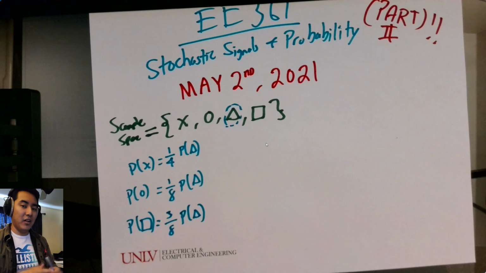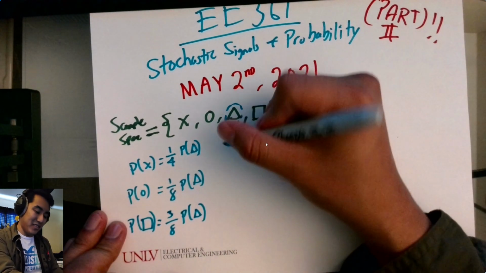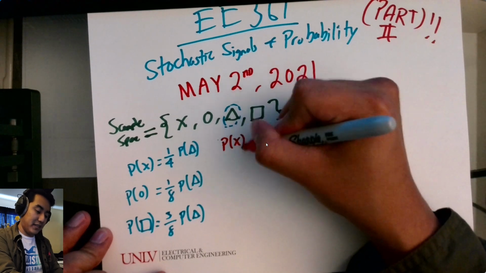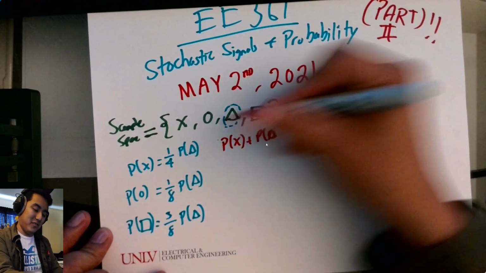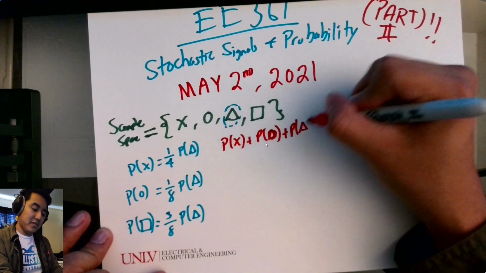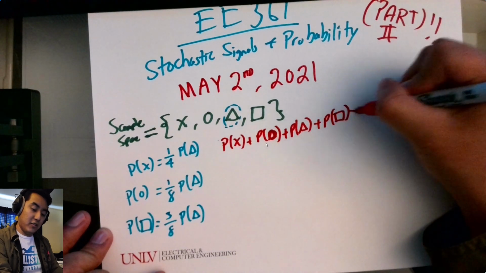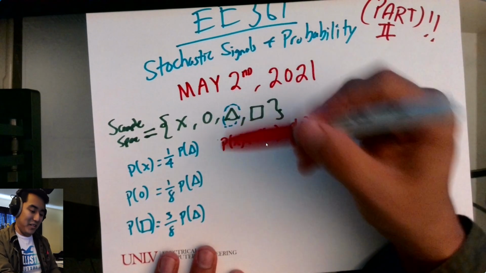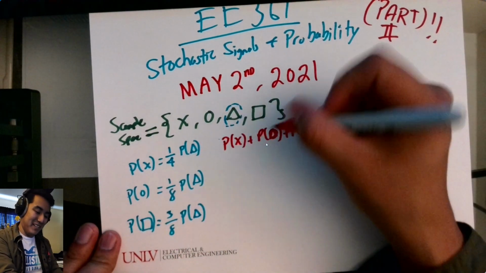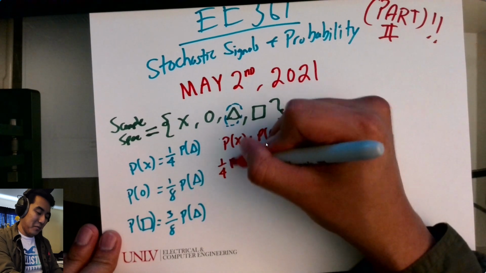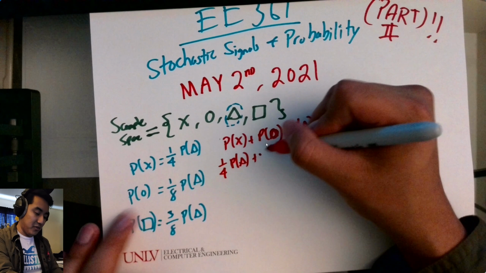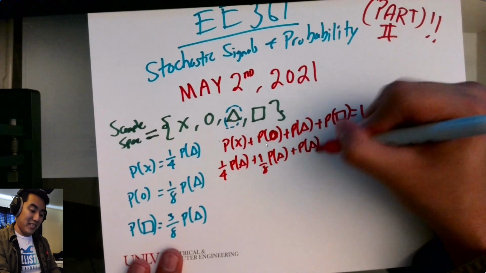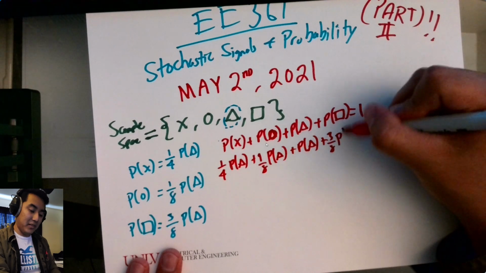Remember what I said about all the probabilities adding up? They should add up to 1, so just do this. The probability of the X plus the probability of the circle, doing it in order, plus the probability of the triangle plus the probability of the square should equal 1. So just plug and chug. We're going to solve for the one variable that's in common, the triangle. So 1/4 the probability of the triangle plus 1/8 the probability of the triangle plus the probability of the triangle itself plus 3/8 the probability of the triangle is equal to 1.